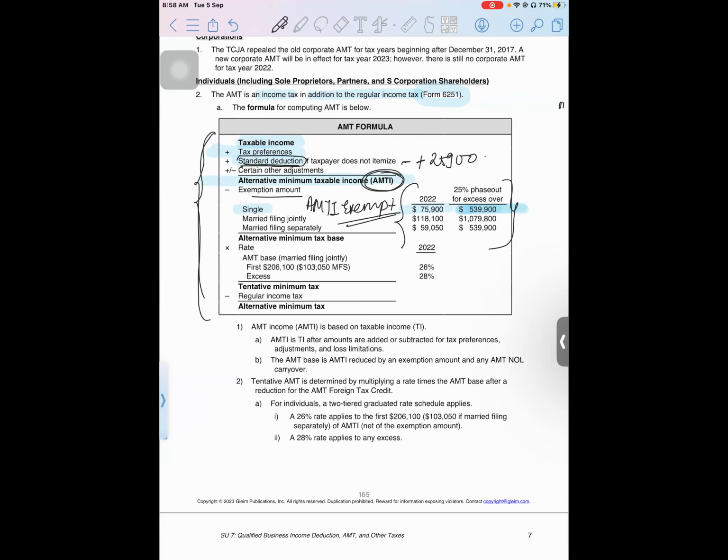Okay, so when you reach, see, you have to calculate tax preference, you have to add the standard deduction, you have to add and reduce certain adjustments. What you are going to receive is AMTI. If you calculate this thing wrong, the whole question will be wrong.